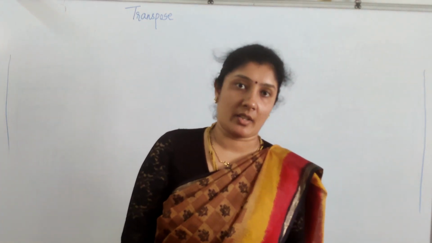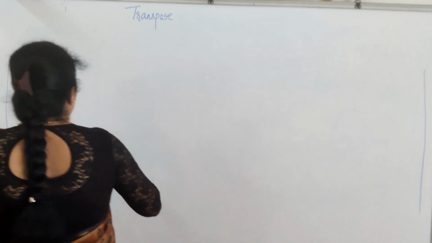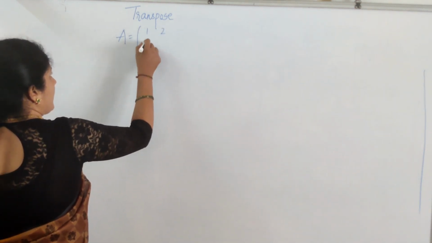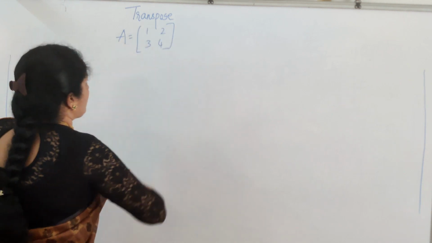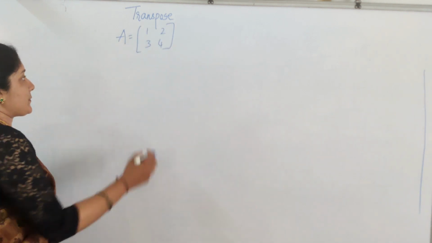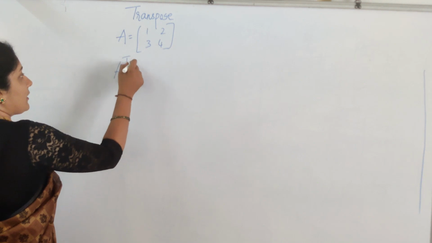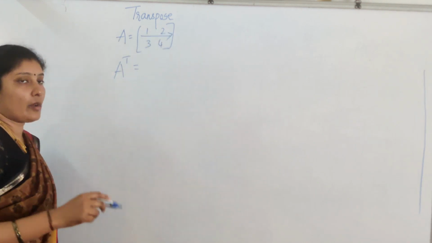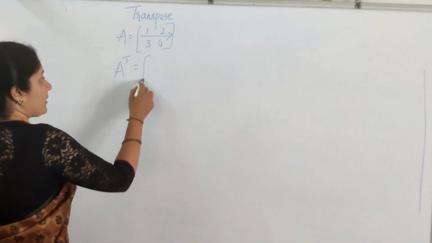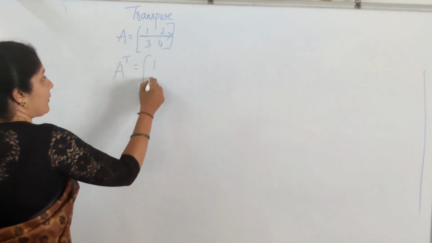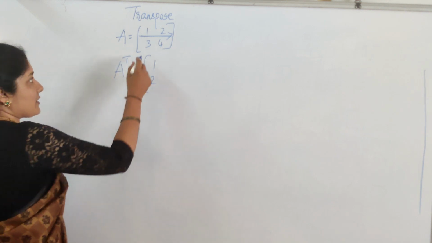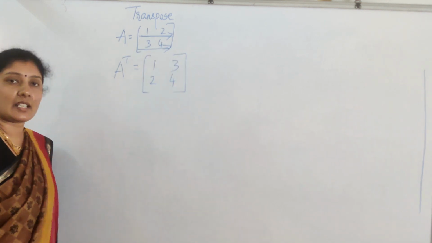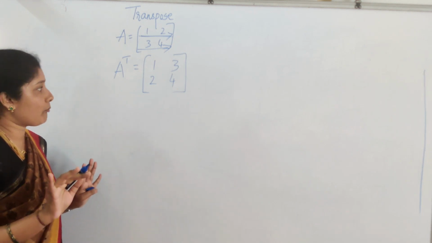Transpose of a matrix. So how to do this? For example, A is 1, 2, 3, 4. Now, how to write transpose? The symbol is A, T. So here we have to write row as column. See, 1, 2, I will write it in column. Next, 3, 4, I will write it in column. This is nothing but the transpose of a matrix.